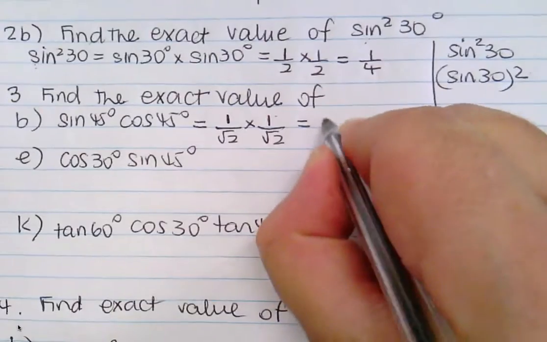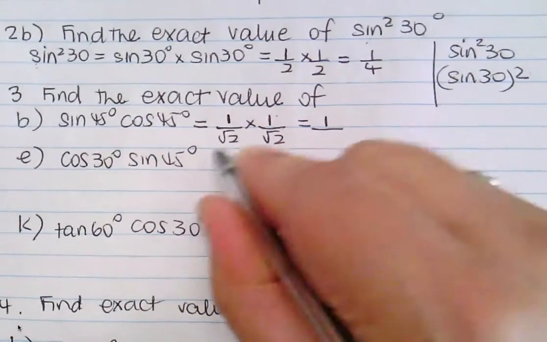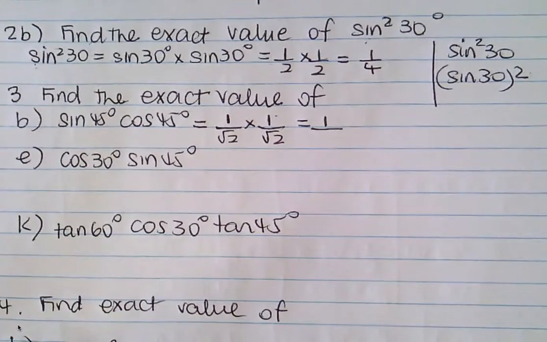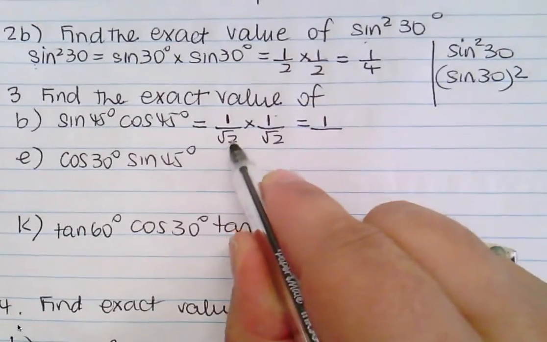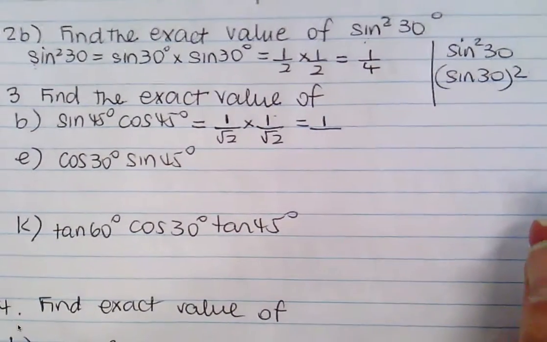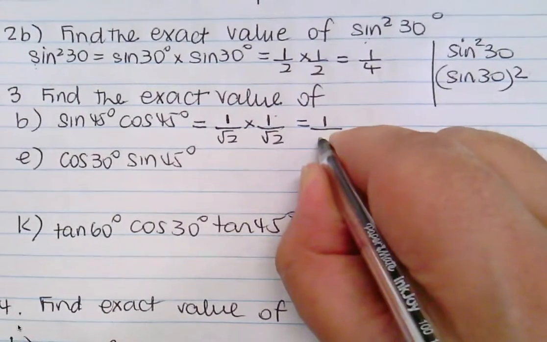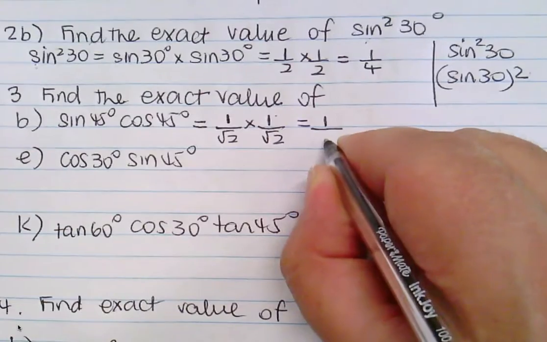1 times 1 is 1. What's root 2 times root 2? Yeah, it's 2. Or it's the square root of 4, because whatever's under the square root signs, you multiply those. Square root of 2 times square root of 2 is the square root of 4, which is just 2. Do you want me to write square root of 4?